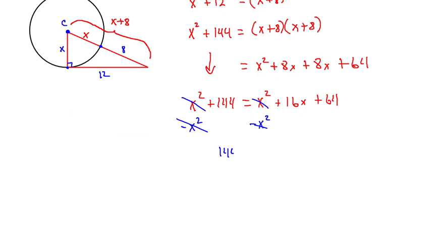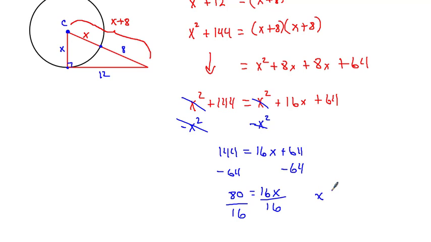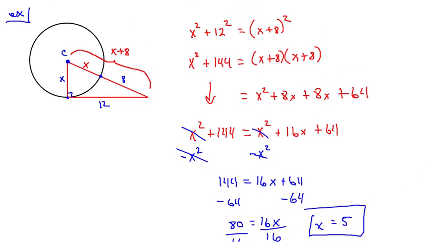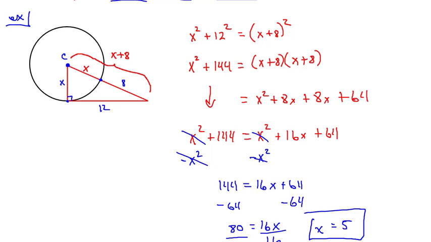Now we have 144 equals 16x plus 64. So we just go with our simple algebra now. So we get 80 equals 16x. Divide both sides by 16, and we get that x equals 5. So that's our radius, it was 5. Not too hard to figure out, but still a little more challenging problem than maybe we're used to.